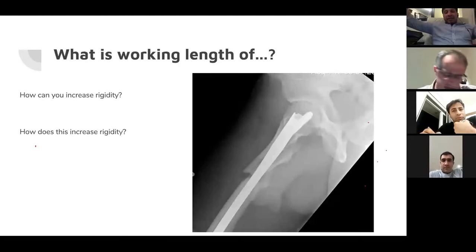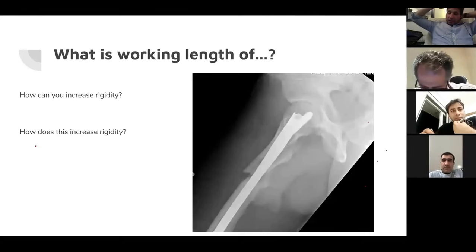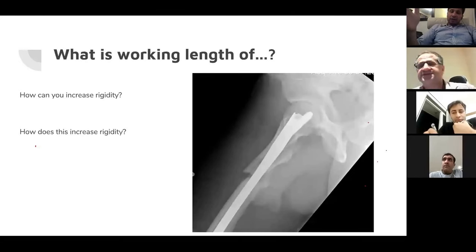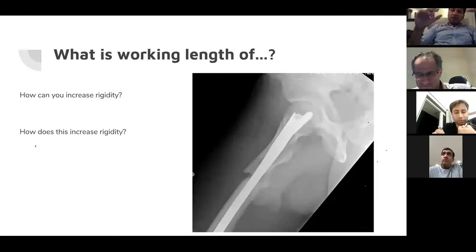So the titanium has the Young's modulus closer to the bone, and hence it prevents stress shielding. Exactly. Thank you very much. You are using this rod as a load sharing device. If you make it very rigid, it will become a load bearing device, and it will create stress shielding. Guys, your concept needs to.